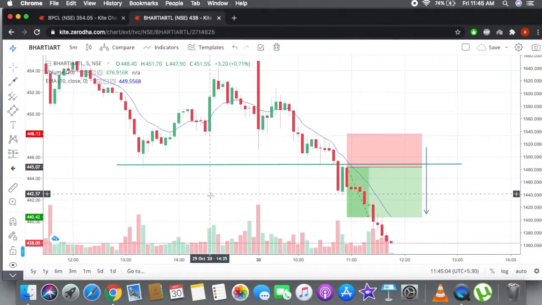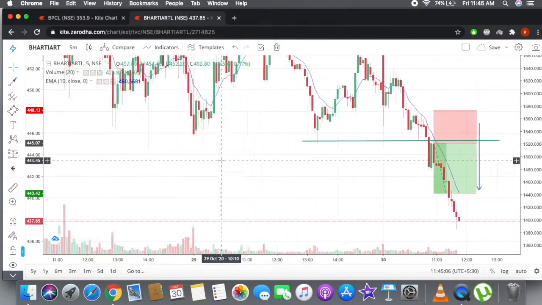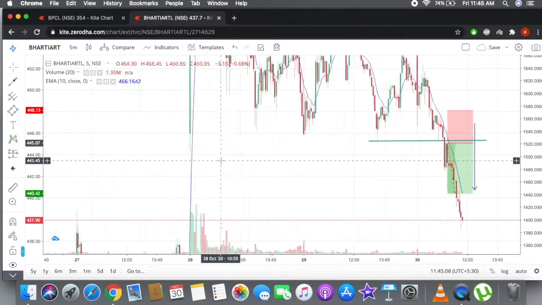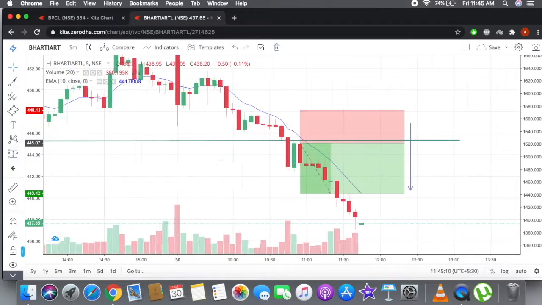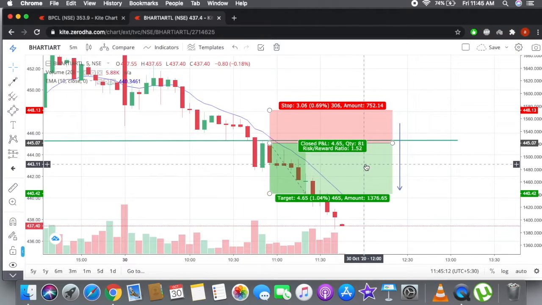We can see that Bhartiartl has given amazing profit, and it has even passed my target level, and the target has been achieved. Thank you.